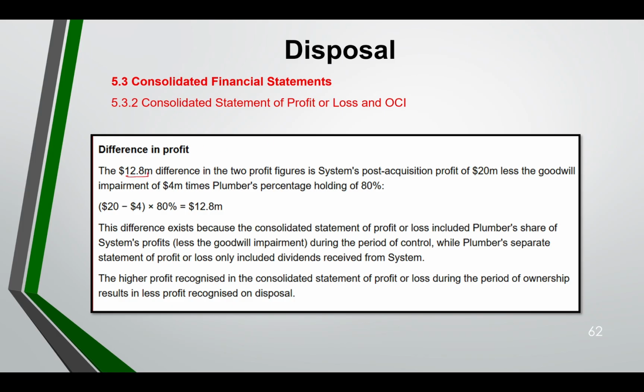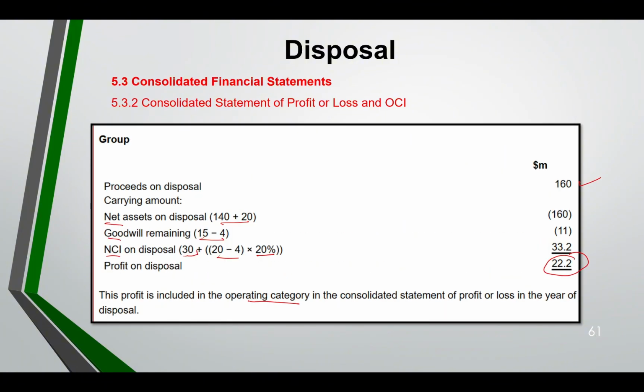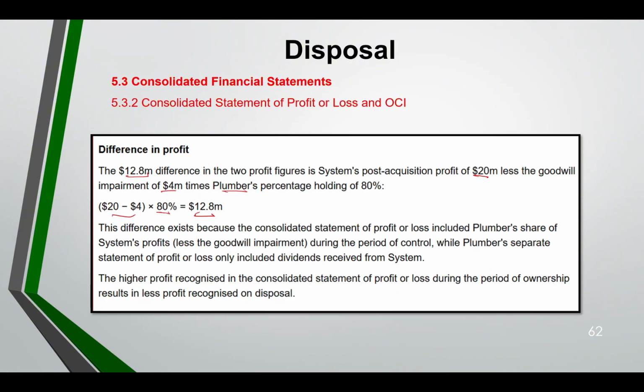So the 12.8 million is the difference in the two profit figures. What is your post-acquisition profit? 20. What is goodwill impairment? 4. If you deduct the 4 and just take the 80%, that means the parent's percentage, 12.8. But the group profit is 22.2.